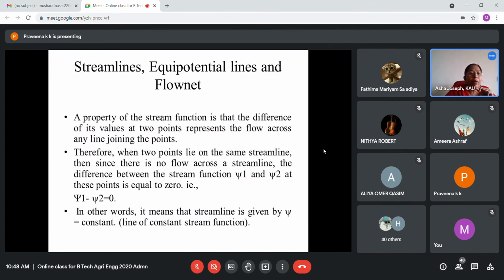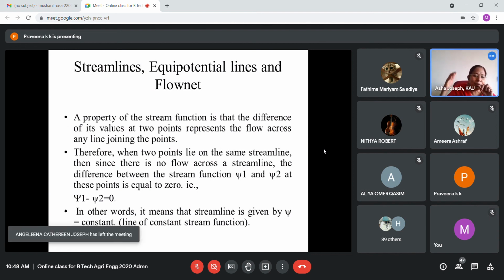Okay, so a property of the stream function is that the difference of its value at any two points represents a flow across any line. From this we'll be able to understand that only if there is some difference is there a flow. Otherwise it will remain in that lane itself. If some flow has to take place, there should be some difference of its value. Hope it is clear for you now.